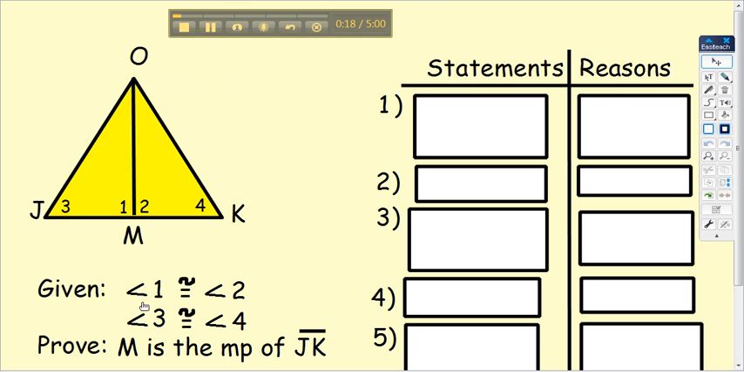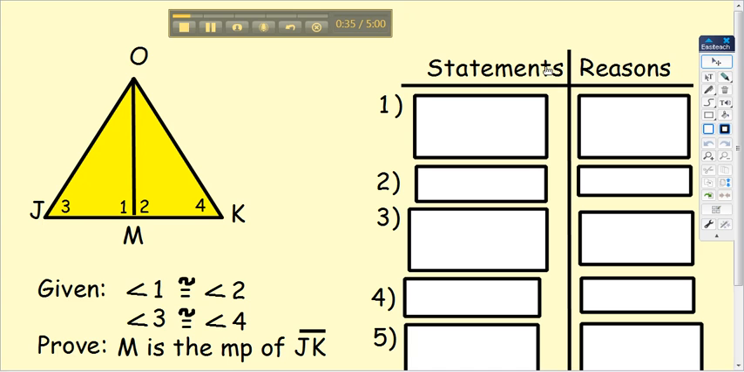Every proof starts you off somewhere, and it says angle 1 is congruent to angle 2. Angle 3 is congruent to angle 4. Prove, so it also tells you at the end you're going to prove something. M is the midpoint, that's what the MP stands for, of segment JK.